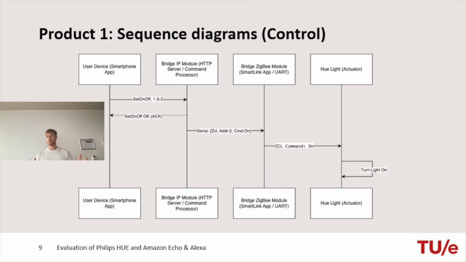Let's analyze the turn-on-light sequence. The user sends the command, then the bridge sends an immediate acknowledgement even before the light turns on. This is because the protocol is stateless. The command is then serialized to the Zigbee module, which asynchronously signals the actuator. While this control is asynchronous, retrieving status data requires a different flow.